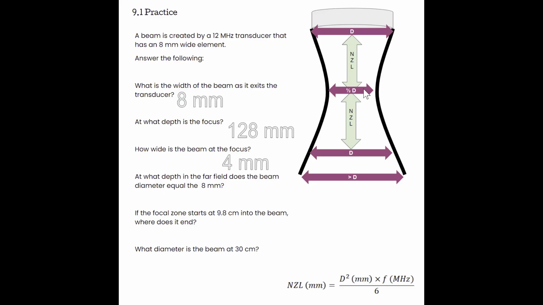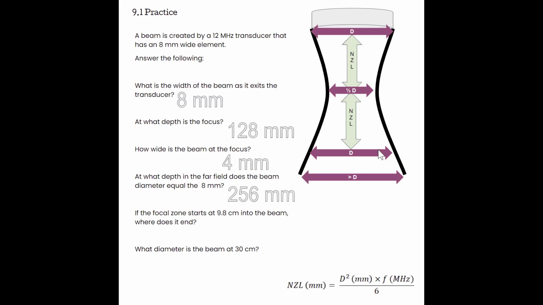Well, 8 millimeters was our diameter, and we know that if we get to 2 near zone lengths, we should return to that 8 millimeter width. We already calculated that one near zone length was 128 millimeters, because that is the depth that the focus is at. So 128 plus 128 is 256. So the beam will return to 8 millimeters in width at 256 millimeters or 25.6 centimeters into the travel.